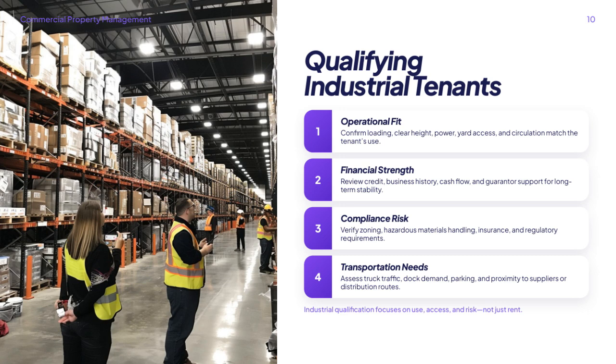Compliance risk is another major factor. We verify that the tenant can meet zoning regulations, safely handle hazardous materials, maintain proper insurance, and adhere to all regulatory requirements. Finally, transportation needs must be assessed, including truck traffic, dock demand, parking availability, and proximity to key suppliers or distribution routes. Remember, industrial qualification isn't just about the rent. It's about ensuring the tenant's use, access, and risk profile are a strong match for the property.